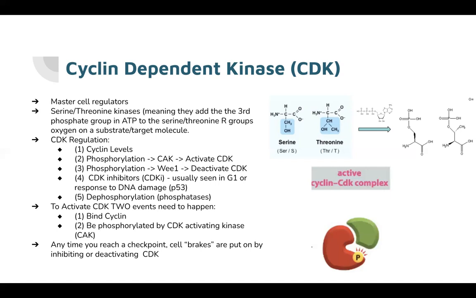So in general, we have two main ways to activate CDK. CDK first has to bind its partner cyclin, because it is a cyclin-dependent kinase, and then has to be phosphorylated by CAK, CDK activating kinase. And keep in mind, any time you reach a checkpoint, the cell brakes are put on by inhibiting or deactivating CDK. So if the cell is not ready to go from G1 to S phase, you actually have to inhibit CDK, or CDK is going to keep on doing its job.